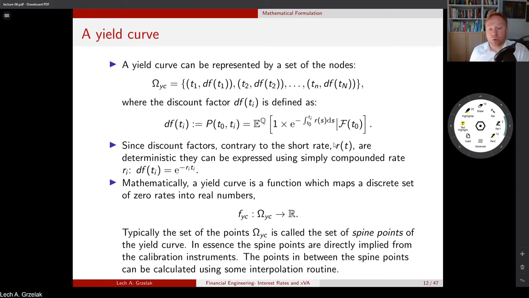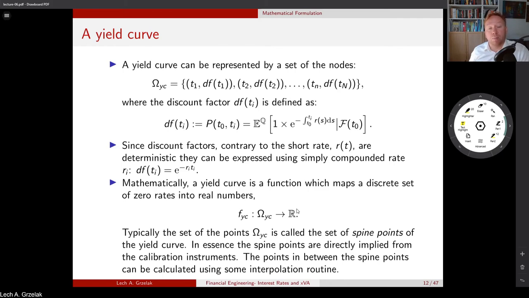Since discount factors, contrary to the short rate, so here we have a short rate, but those discount factors are expectations of those short rates, then we can simply express this zero-coupon bond or those spine points in the following form. We have a DF(Ti), and then we have this e^(-r_i t_i). So this is the element that we talk about, those zero-coupon bonds, which we will find such that if we have spine points and we introduce interpolation, then it will be able to price back all the market instruments. So we have basically a function that allows us a mapping of those pairs with some interpolation to the set of real numbers.